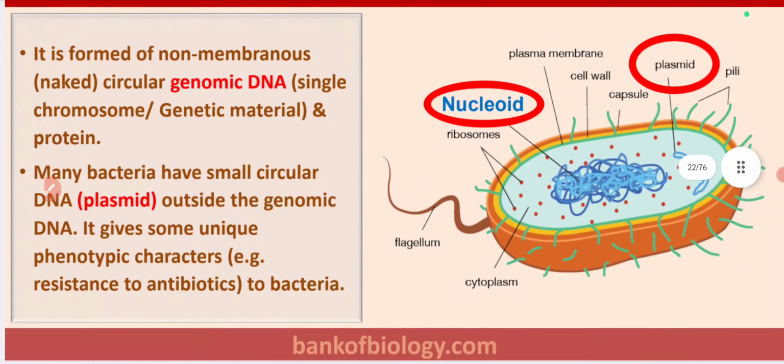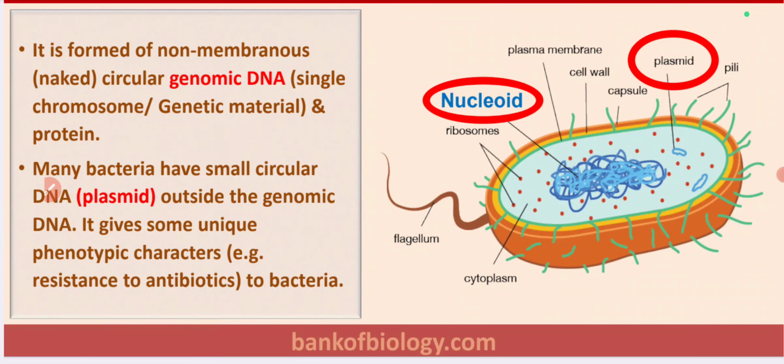Next is nucleoid. It is formed of non-membranous or naked circular genomic DNA, a single chromosome, genetic material and protein. Many bacteria have a small circular DNA, called plasmid, outside the genomic DNA. It gives some unique phenotypic characters, for example resistance to antibiotics. As you can see in the diagram, the nucleoid is present, and the plasmid is outside of the genomic DNA.